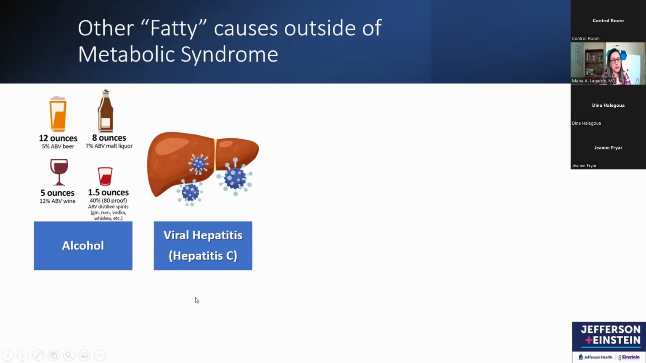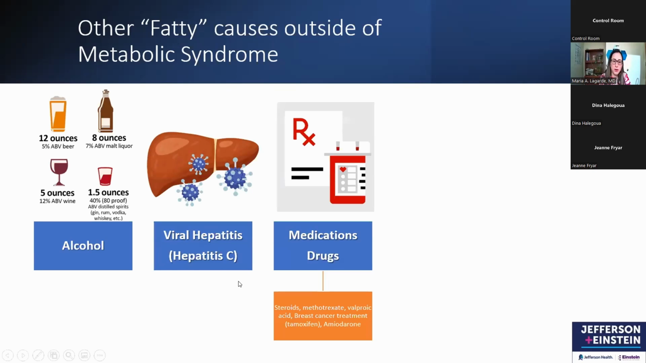Some specific viruses like hepatitis C can lead to an increased amount of fat in the liver. And so your doctor will for sure test for this to make sure it's not present. Medications. There are medications that we know cause increased fat in the liver with inflammation.